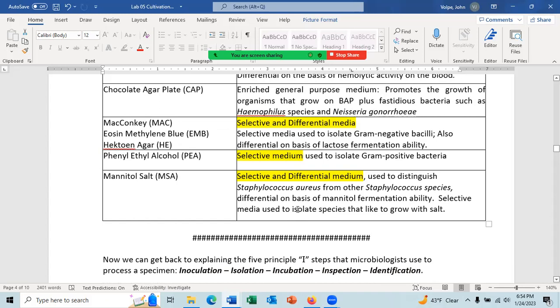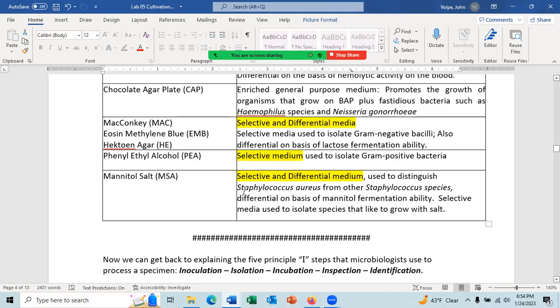It is selective in that it has 7% sodium chloride in it. Mannitol salt agar has sodium chloride in it, and if the organism cannot grow in 7% sodium chloride, then it will not grow on mannitol salt agar. And if you don't remember, most bacteria will not grow above about 2% sodium chloride. So a lot of bacteria do not grow on mannitol salt agar. Only if they're salt tolerant would they grow on mannitol salt agar. So that's why it's selective.